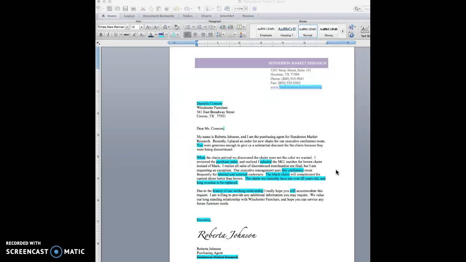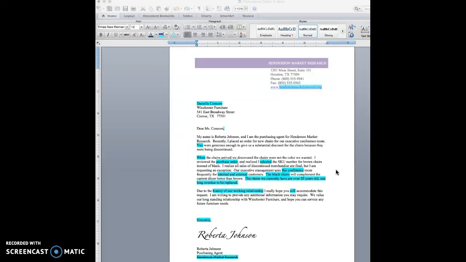And then she says, the black chairs will complement the current decor better than brown. Well, when you say the black chairs, that's like referencing a very specific set of black chairs. We don't know what those are. So maybe black upholstery will complement the current decor better than brown, or chairs that have black, I don't know, black chairs will complement the current decor better than brown, something along those lines. The problem is with the reference to the.